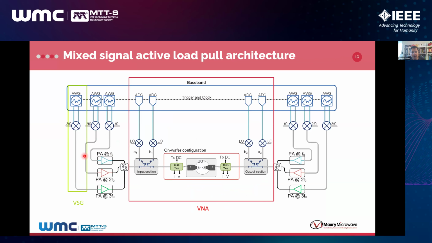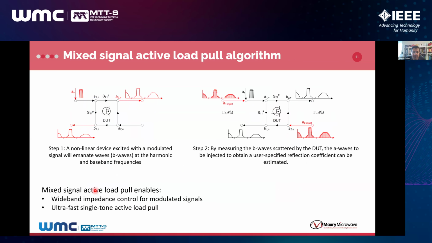So this is all active and all vector. So you can control, in this example, 6 different signals using a mixed signal load pull system. So how does that work? So the concept is the same. The only difference, we can generate multiple control signals.